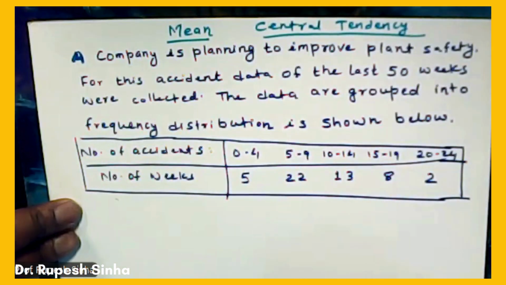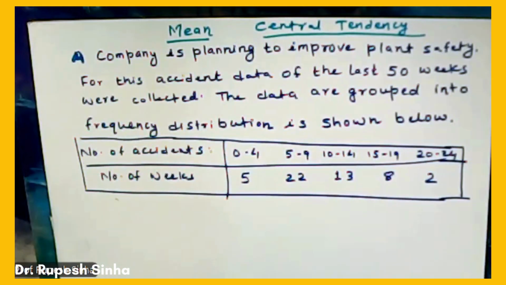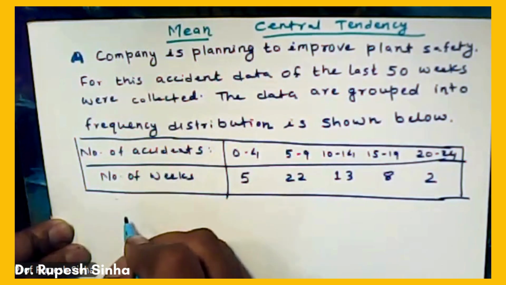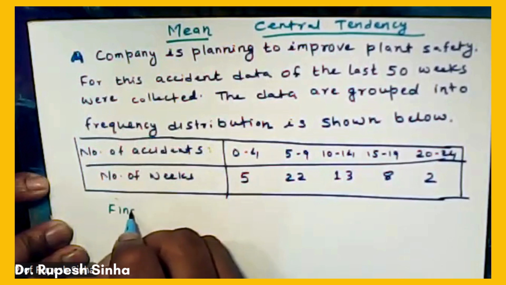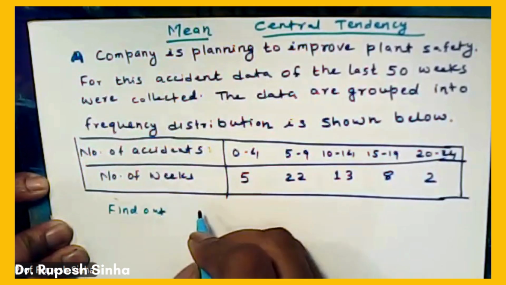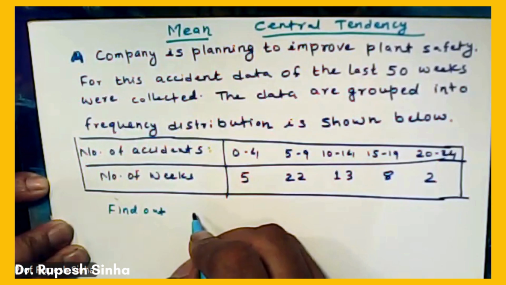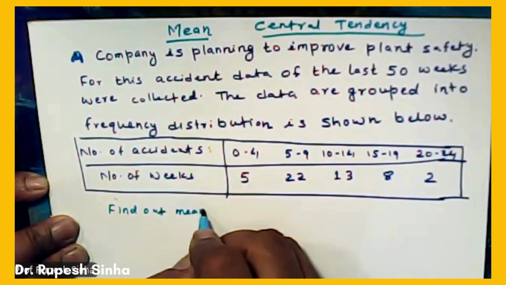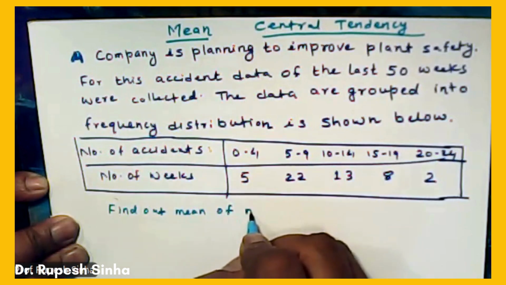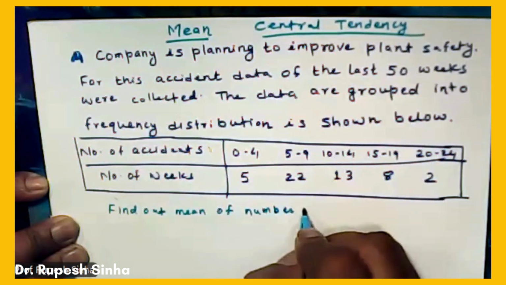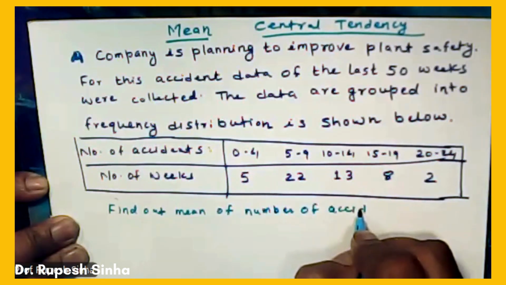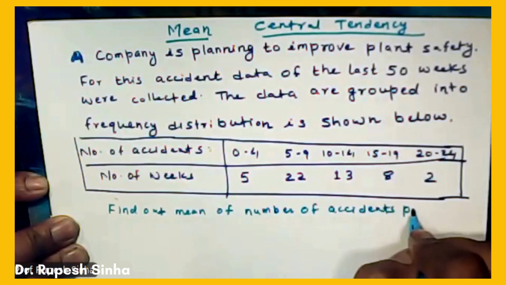So we are required to calculate the mean for number of accidents per week. So we are required to find out the number of accidents per week. So find out the mean of number of accidents per week.